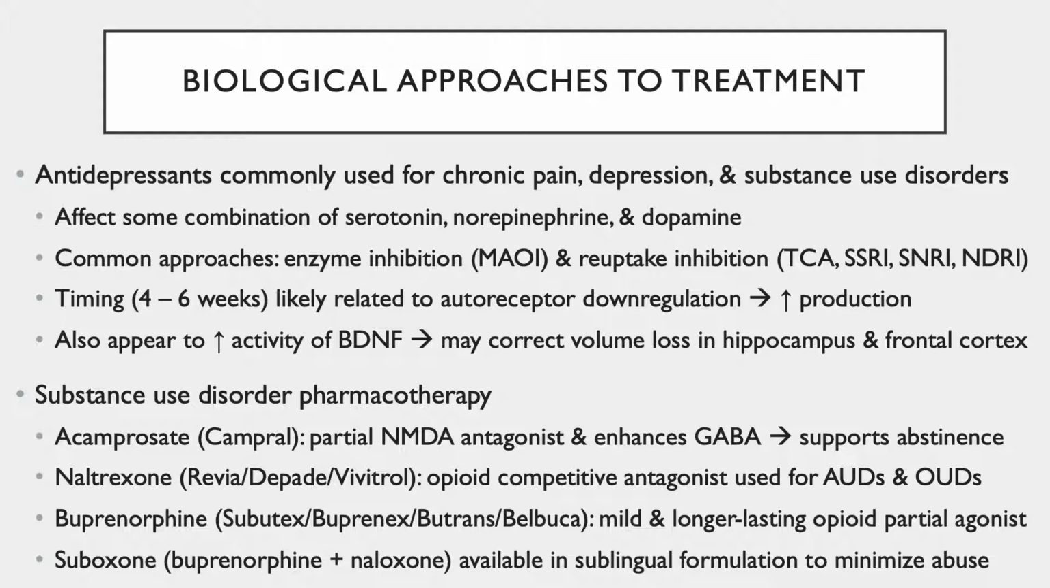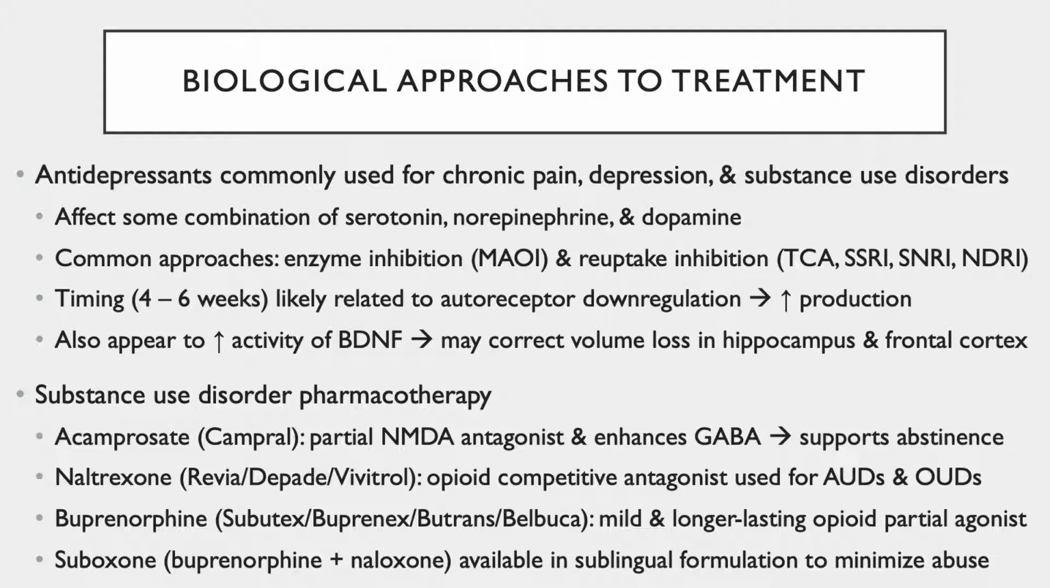Enzyme inhibition, for example, MAOIs, work by blocking the enzyme MAO, which typically breaks down the monoamines, serotonin, norepinephrine, and dopamine. Therefore, more is available in the synapse. Reuptake inhibition has a similar outcome, but a different mechanism of action.